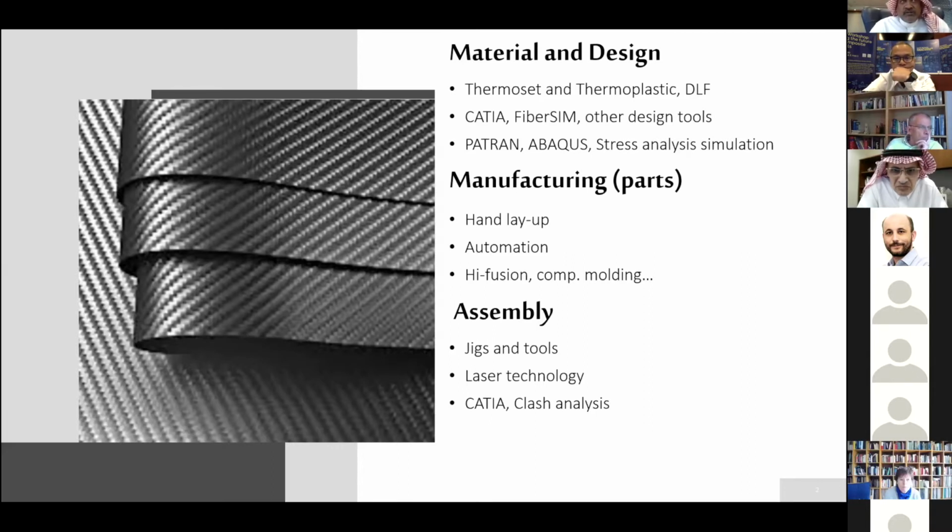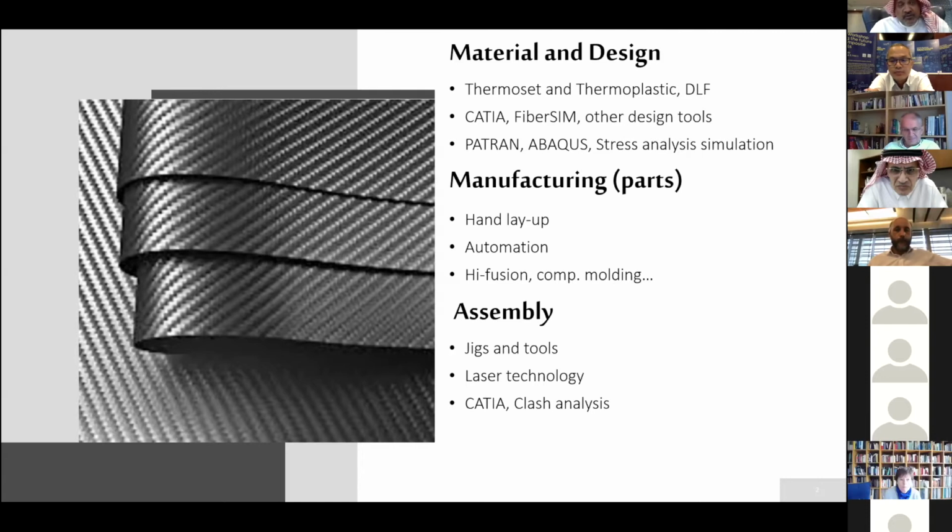When we start designing this kind of structure, we utilize tools. We have tools like CATIA, FiberSim, and many other design tools, even SolidWorks and simulations out there in the industry. These kinds of tools support us and help us in how to form and design composite parts.